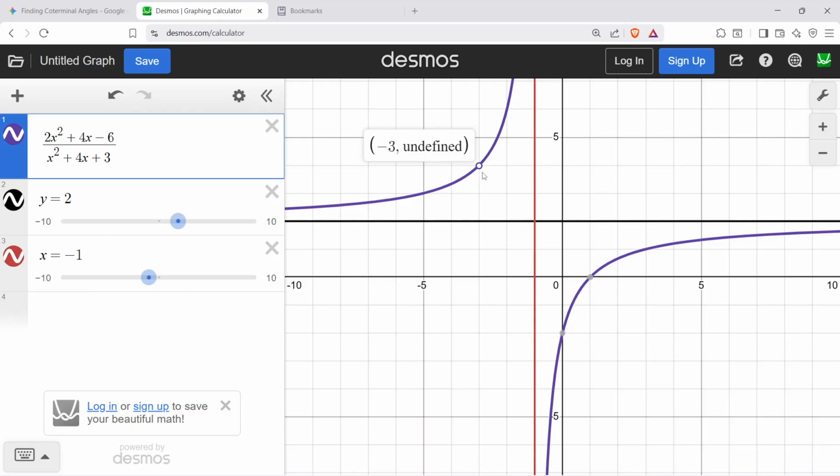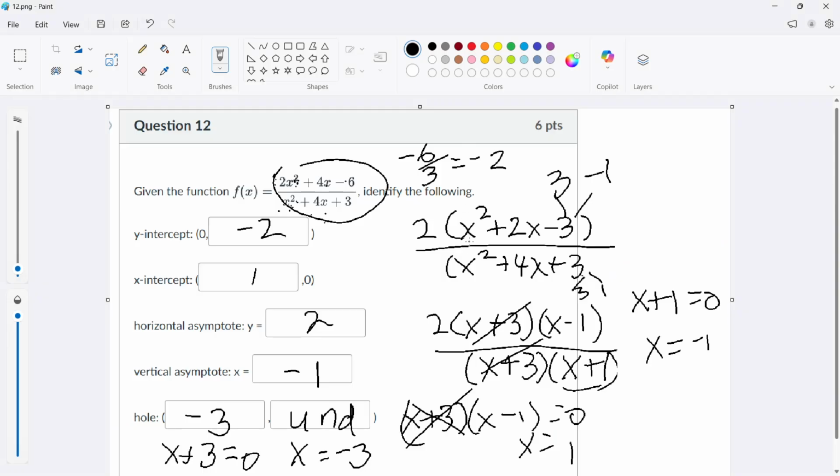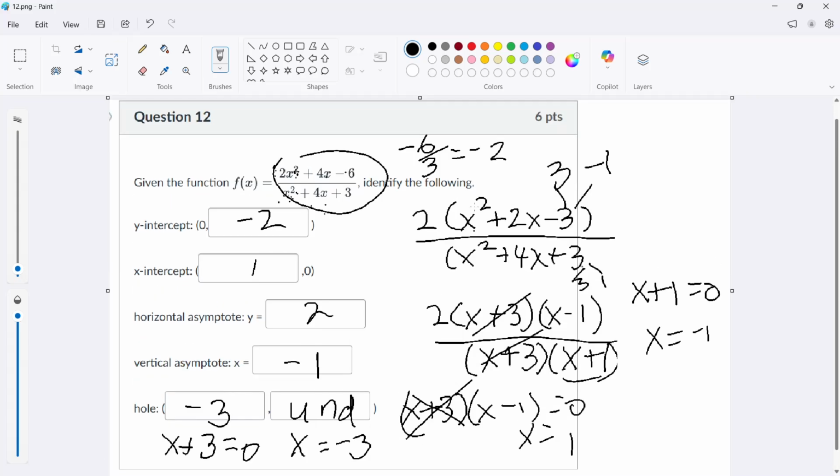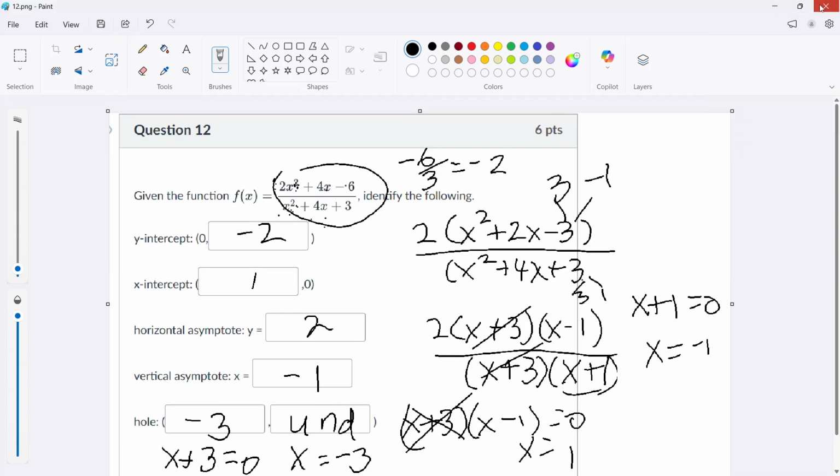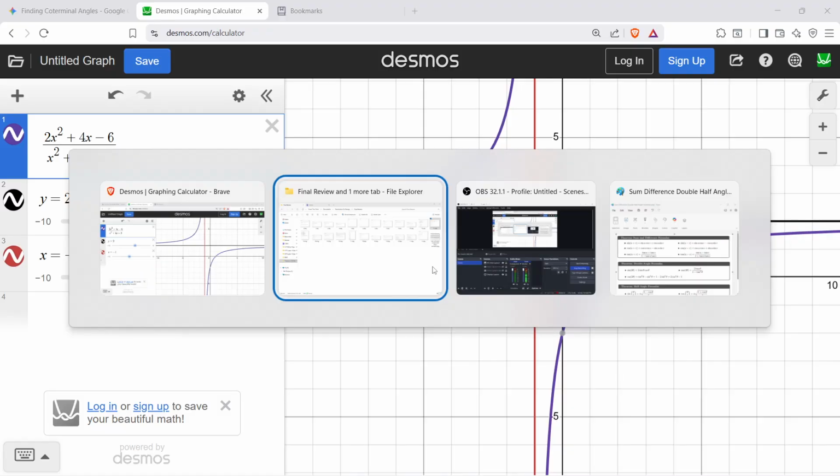Negative 3 undefined. So, yeah, I don't know. I'm not sure what they're looking for there. Either the whole word undefined, but in other problems when things are undefined in this course, it has been UND. So I'm not sure which one to put. So that's question 12. And let me try number 13.